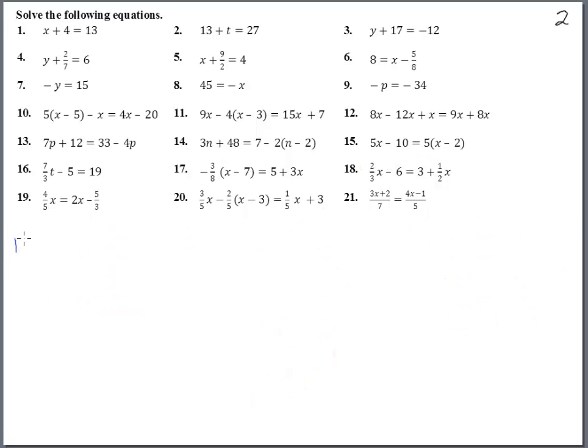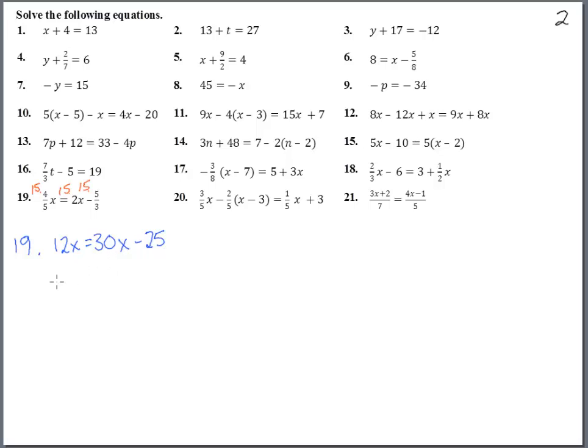Number 19. 4/5 x equals 2x minus 5/3. I want to clear out those fractions again, simplify it. So we're going to times through everything by 15. It's the least common denominator of 5 and 3. So when we do it, 15 divided by 5 is 3 times 4, that's 12x equals 30x minus 15 times 5/3 is 25.